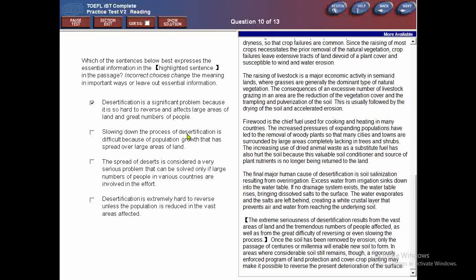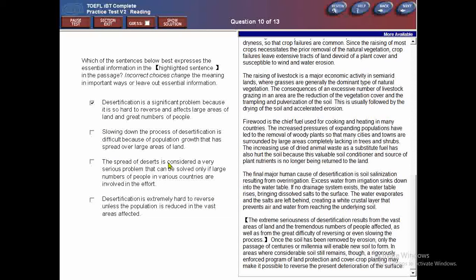Slowing down the process of desertification is difficult because of population growth that has spread over large areas of land. Is it population growth? Tremendous numbers of people affected. No. Desertification results from vast areas of land, and a tremendous number of people affected, as well as the great difficulty of reversing it or even slowing it. Okay? No, it is not.